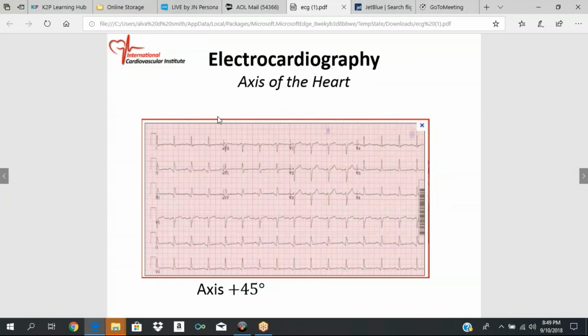All right, so we have another one. It's sinus because upright P waves are in leads 2, 3, AVF. P waves are followed by QRS. The rate is about 3 big blocks separating the RR interval. So the heart rate is 300 divided by 3, so it's about 100 beats per minute. Look in your limb leads, the most isoelectric.